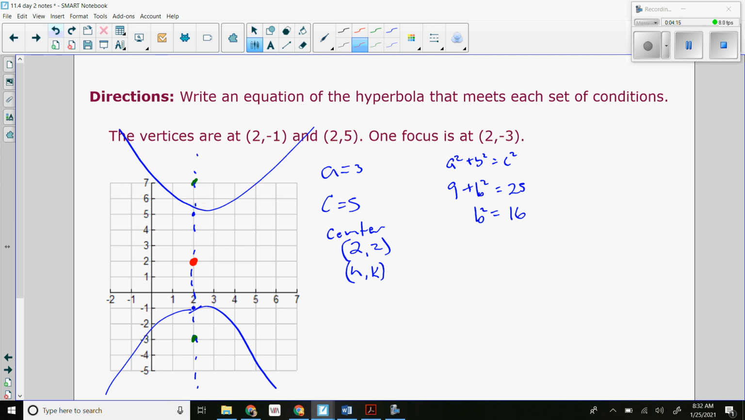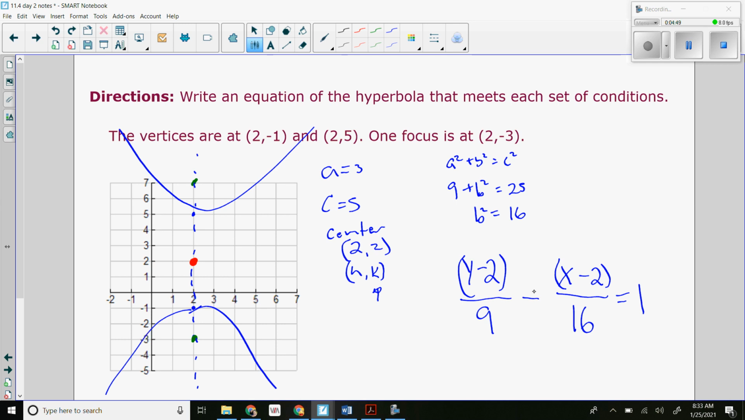Okay, so if that's true, then the y's will come first, and we can go ahead and write down our equation, which would be y minus our k, which in our case is 2, getting that from right there, y minus the k, over a squared. A squared is 9, minus, since it's a hyperbola, that's a minus, x minus my h, which is x minus 2, over b squared. B squared is 16 equals 1.